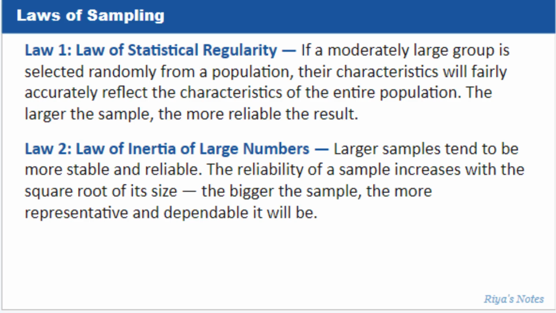Law 2. Law of inertia of large numbers. Larger samples tend to be more stable and reliable. The reliability of a sample increases with the square root of its size. The bigger the sample, the more representative and dependable it will be.